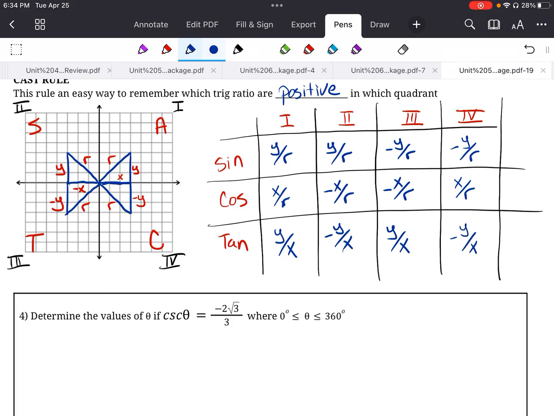Okay, so again, it's telling you in which quadrants each of the primary trig ratios are positive and which ones they're negative. So again, example, sine is positive in quadrants 1 and 2, hence the AS. Cos is positive in 1 and 4, and tan is positive in 1 and 3.